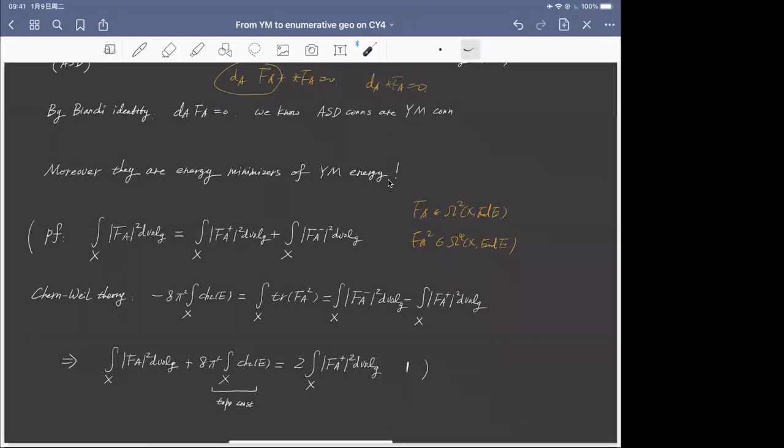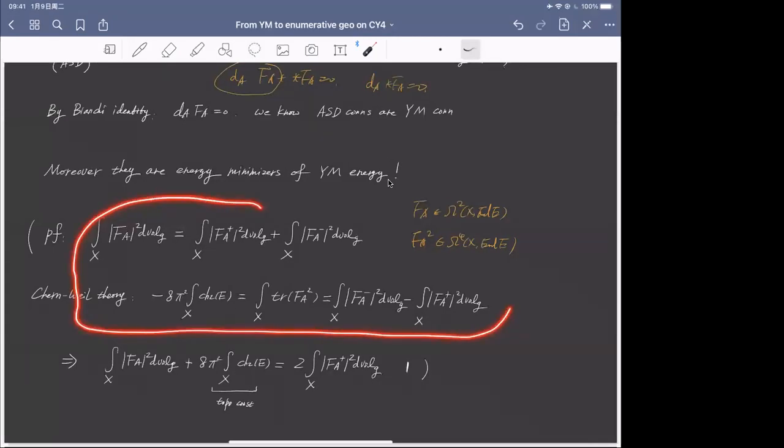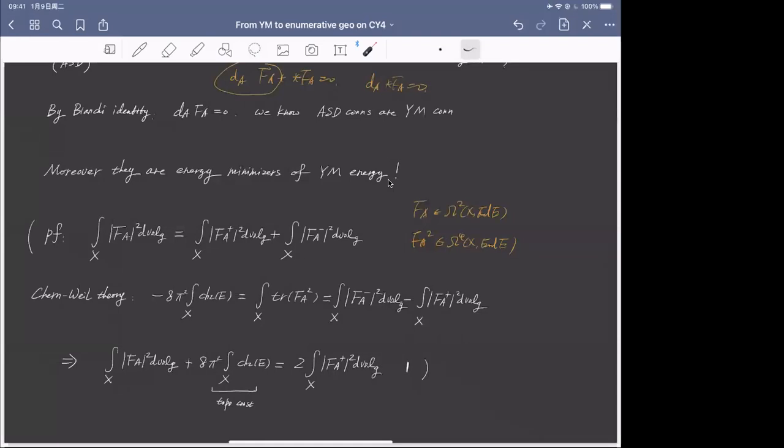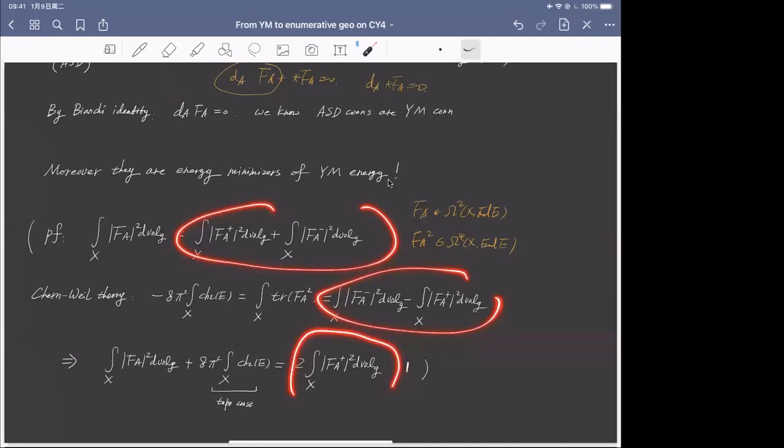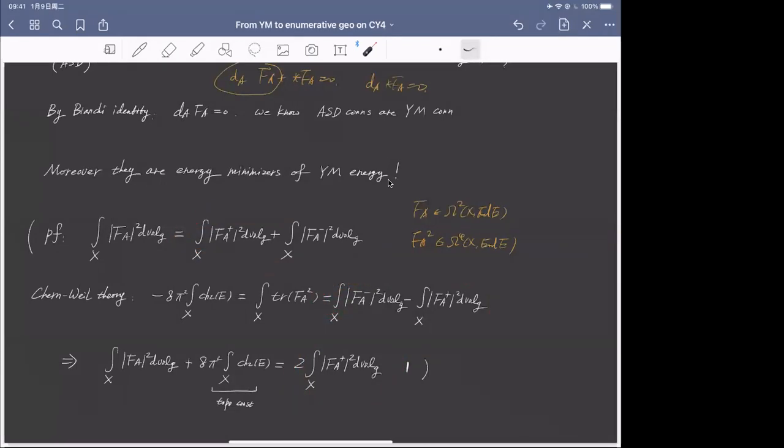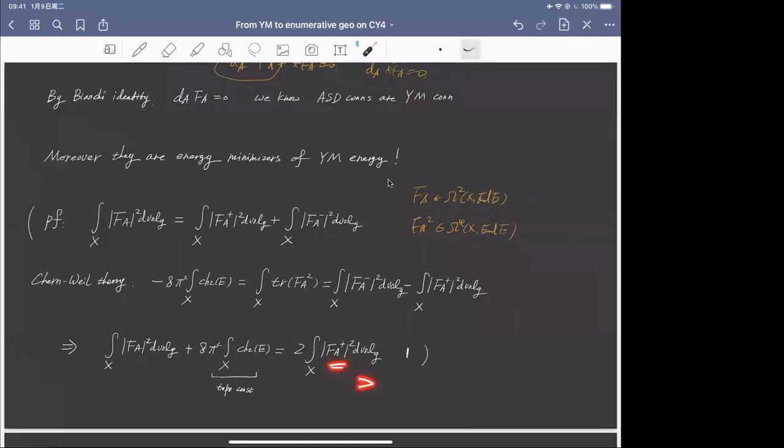So also through this decomposition into the self-dual part and the anti-self-dual part, we can write this as a difference of these energies. Then you can easily see that if you take the difference of these two equations, the right-hand side becomes 2 times the energy of the self-dual part, and the left-hand side becomes the total Yang-Mills energy plus some topological constant.